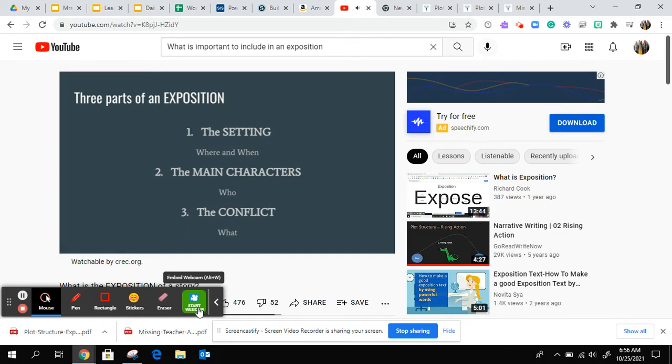First is the setting. This is the where and the when the story takes place. Next, we have the characters, which involve who is in the story. Finally, we have the main conflict, or the main problem that is going to drive the action and the excitement of the story.